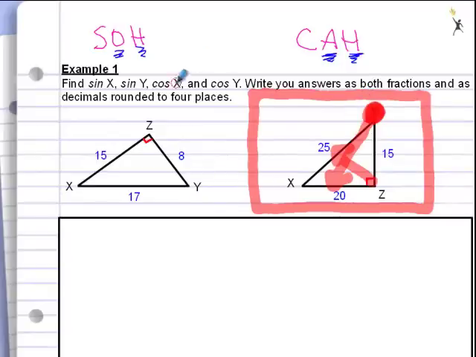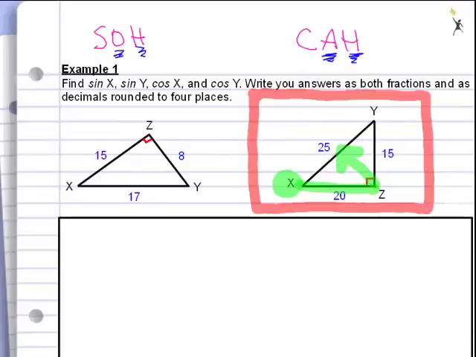Then we went to cosine of x and cosine of y. Now cosine is different than sine because it deals with the adjacent side, not the opposite side. Let's start with angle x. The adjacent side of angle x, but not the hypotenuse side, is 20. Then divide that by the hypotenuse, which is 25. So the cosine of x equals 20 over 25. You'll notice that's very similar to the sine of angle y, which can be reduced to 4 over 5. As a decimal, that answer is 0.8.